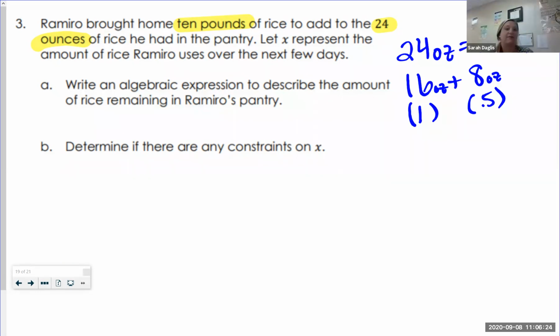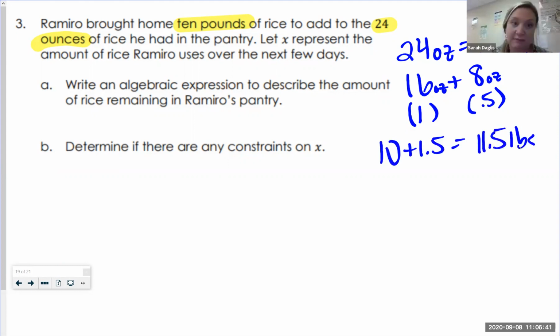So if he brought home 10 pounds to the 1.5 pounds that I already have, now we have a total of 11.5 pounds of rice in the pantry.